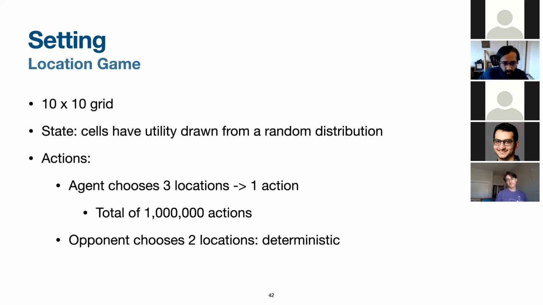For our experiments, we looked at 10 by 10 grids for each state. And for each state, cells have a utility drawn from some random distribution, and they are all normalized so that the sum of the utilities are 1. For our actions, the agent that we train chooses 3 locations to be in action. Based on the combinatorics, then, at each state, the agent has a set of 1 million actions to choose from. The opponent chooses 2 locations that are determined by the utilities of the cells. The opponent will always choose the 2 locations with the highest utilities.